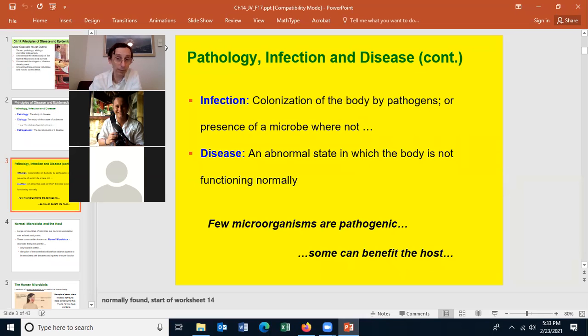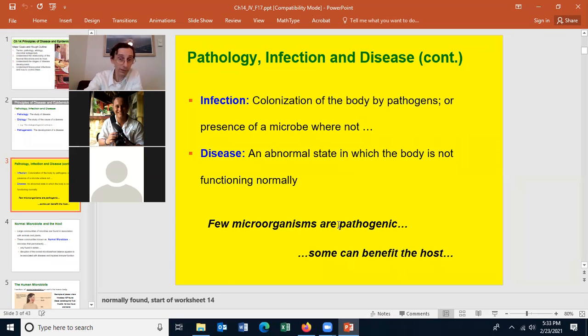Disease, an abnormal state in which the body is not functioning normally. You should understand that few microorganisms are pathogenic. Remember, we discussed pathogenic. That's an organism that is capable of causing disease. Few bacteria or microorganisms are pathogenic. Some microorganisms are actually beneficial. Some benefit the host, like E. coli helps us digest food.